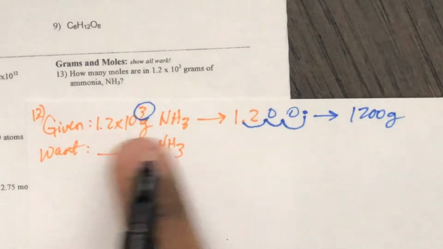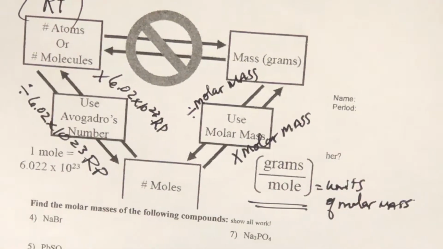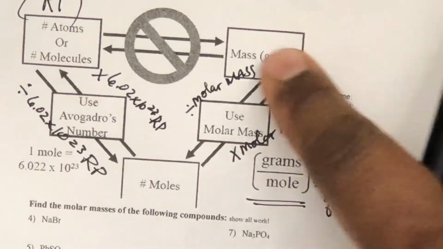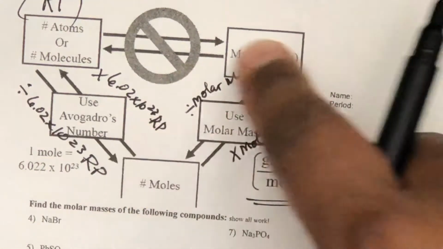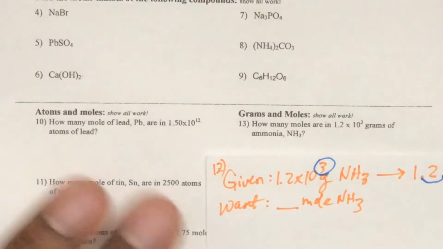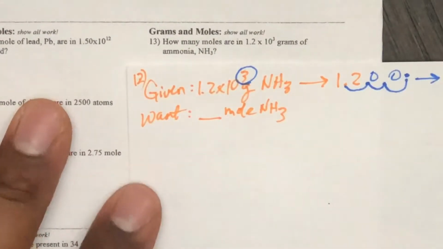All right, so we're going to go from grams to moles. Because in this situation right here, we said we're going to go from grams to moles. That means we're going this direction right here. That means we have to do what? Divide by the molar mass.